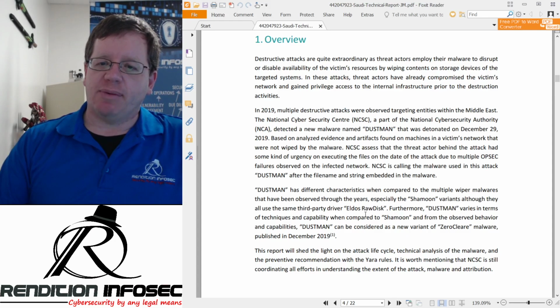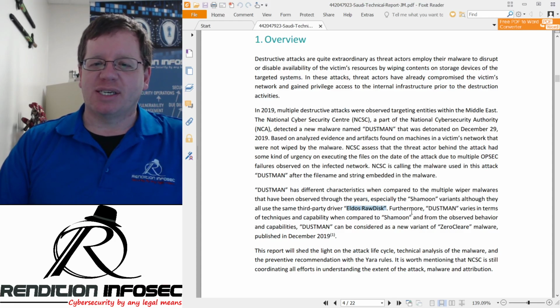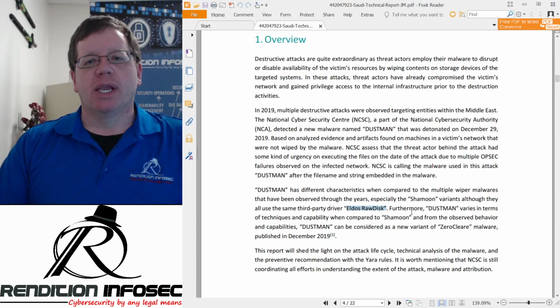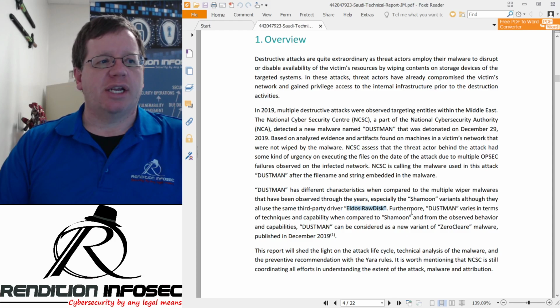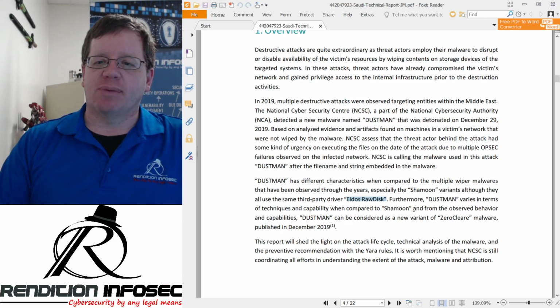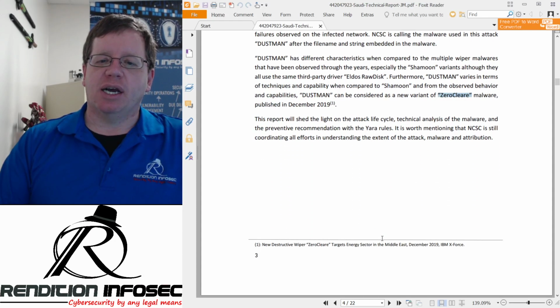First off, both Shamoon and Dustman use the same third-party device driver, LDOS raw disk. That's not the only piece of malware that we've seen this driver in, but it is significant. It's also worth noting that that's an unsigned device driver, and so as a result, the Iranian attackers need a way ultimately to get that device driver loaded. We'll talk about how they do that as well, and also note that while there's been some publication on what's being called this zero clear malware, Dustman is considered to be a new variant of that.